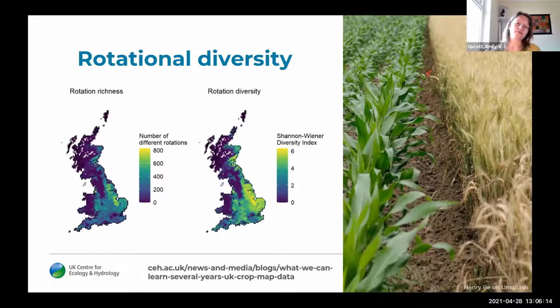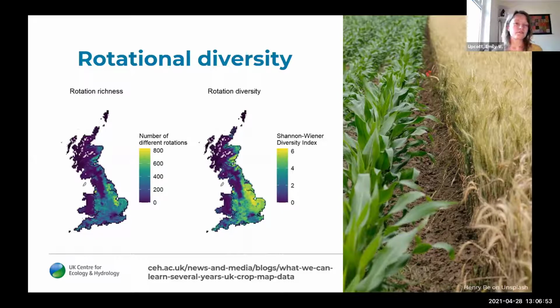Secondly, I've looked at rotational diversity. So by this, I mean the diversity of different 5-year rotations. I suppose, strictly speaking, I'm actually talking about crop sequences and assuming that there's rotation. And we widely recognise that intensive farming practices like monoculture and short rotations are quite detrimental to wildlife habitats and ecosystem services. And research seems to be showing that longer and more diverse crop rotations can bring environmental as well as agricultural benefits.